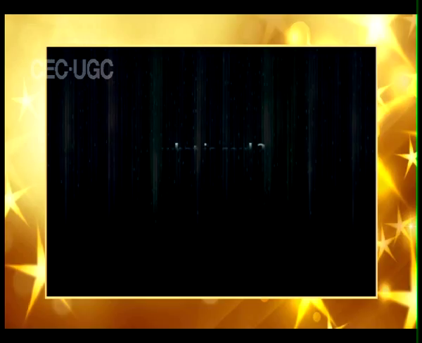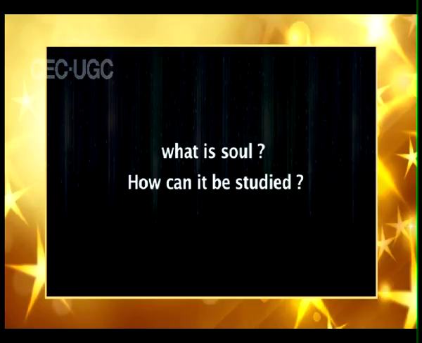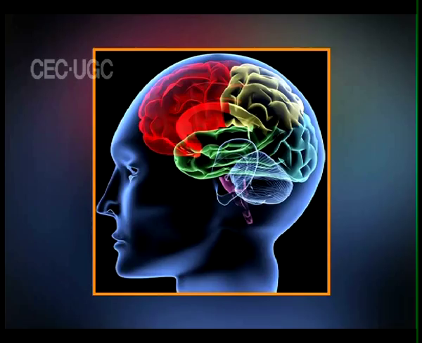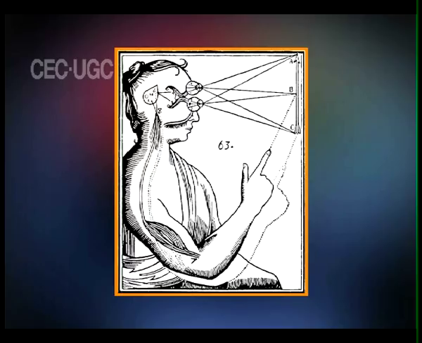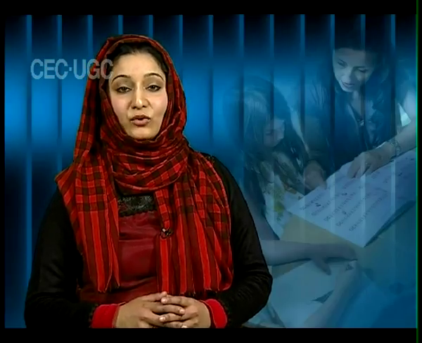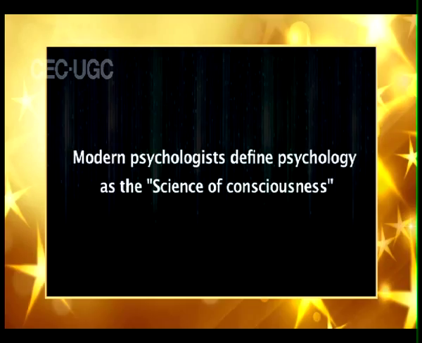Second point, in terms of the study of mind. What is soul? How can it be studied? The inability to find clear answers to such questions led some ancient Greek philosophers to define psychology as the study of mind. Third point, in terms of the study of consciousness. The failure to define the terms soul and mind persuaded the philosophers and psychologists to look for other suitable definitions. Modern psychologists define psychology as the science of consciousness.